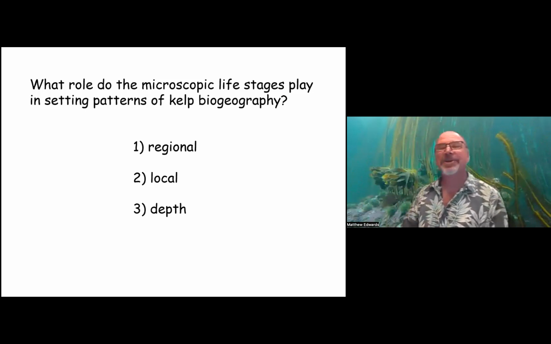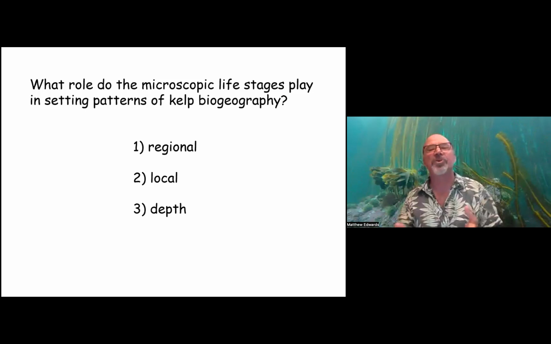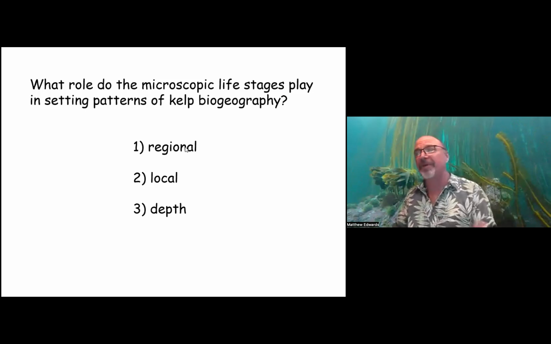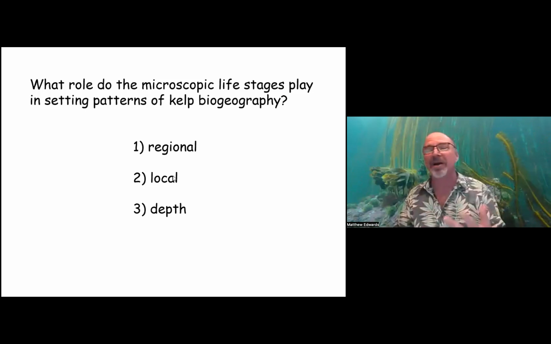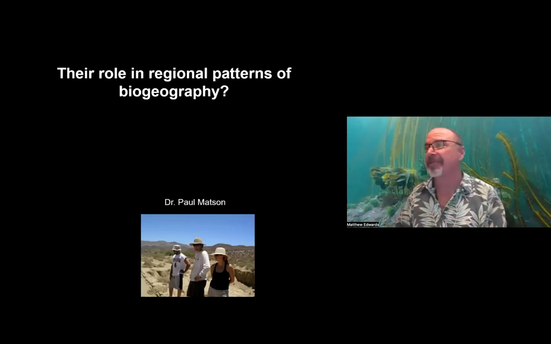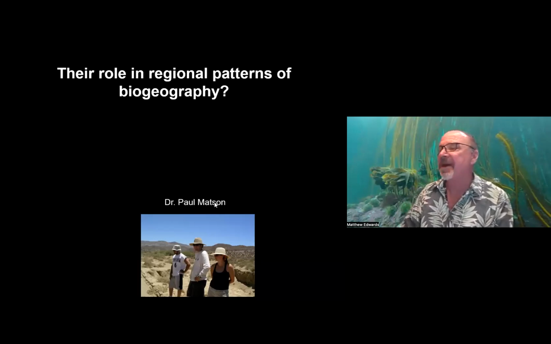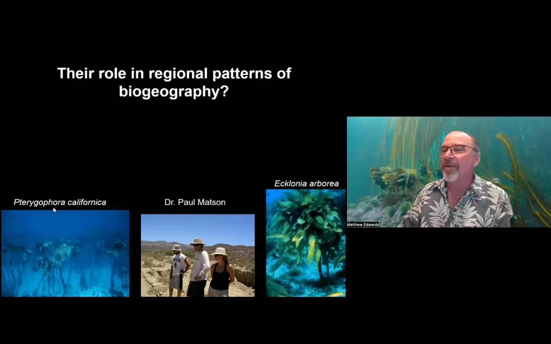We can begin to ask questions like, well, what role do these microscopic stages play in setting patterns of kelp biogeography? And we can think about regional biogeography, big scale, local biogeography based on these disturbance regimes, and what about depth biogeography? So this was Paul Mattson, who was a master's student in my lab in the center. He went on to UC Santa Barbara to get his PhD with Dr. Gretchen Hofmann. And Paul worked with Pterygophora californica and Eisenia arborea, formerly Eisenia.